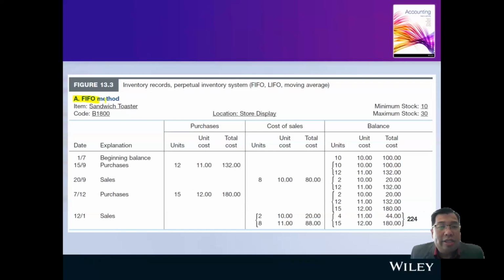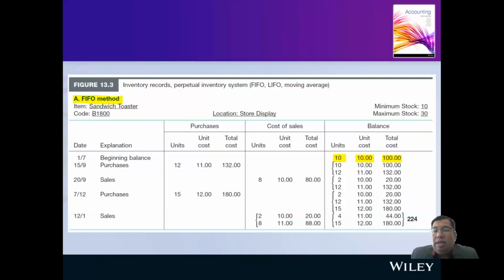I'm going to move very slowly. Your beginning inventory, you have 10 units. You purchased this inventory at a cost per unit of $10. So the value of your inventory is $100. I repeat, when you check your inventory, you have 10 units of item sandwich toaster, whereby each unit costs you $10. So the total value for sandwich toaster is $100.